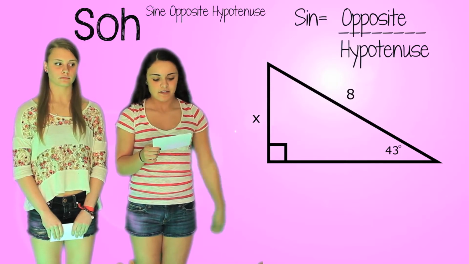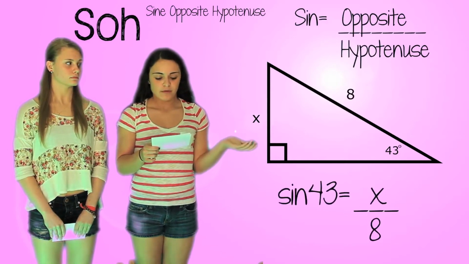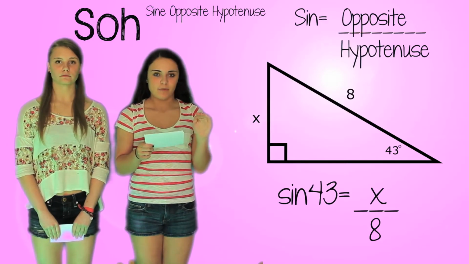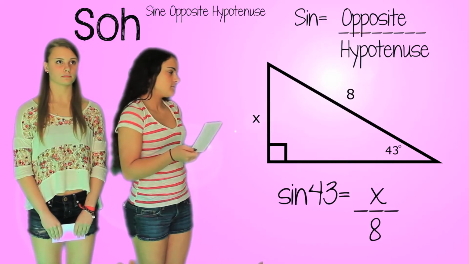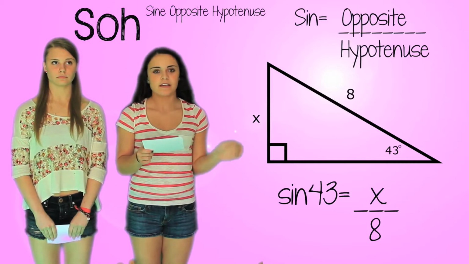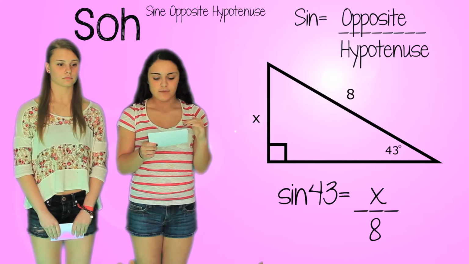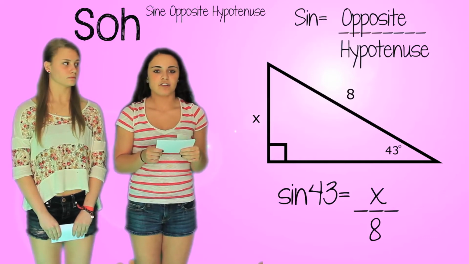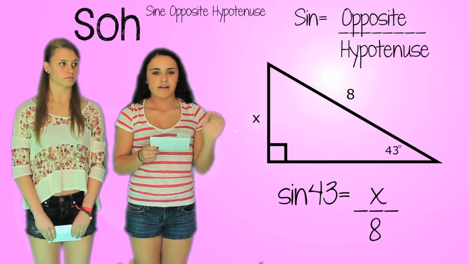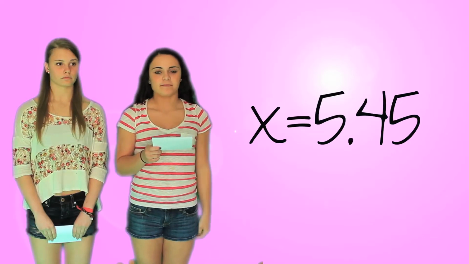This calls for sine. So, your formula would be sine, then the angle measurement, which let's say this angle would be 43 degrees, equals the leg, which we don't have, so that would be x, over the hypotenuse, which let's say 8. When you plug that into your calculator, your answer would be a rounded answer of 5.45.